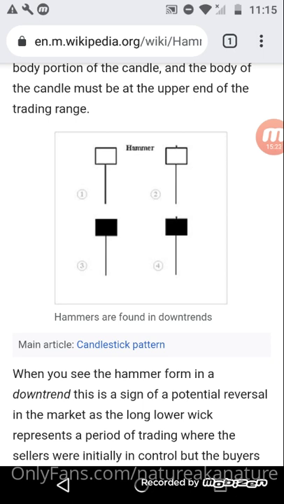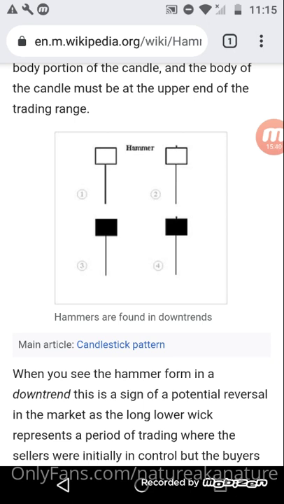So it has a long lower shadow, which indicates that sellers pushed lower, but buyers were able to overcome this selling pressure and close near the opening. So I just want y'all to be familiar. These are really it for all the single candlestick patterns.